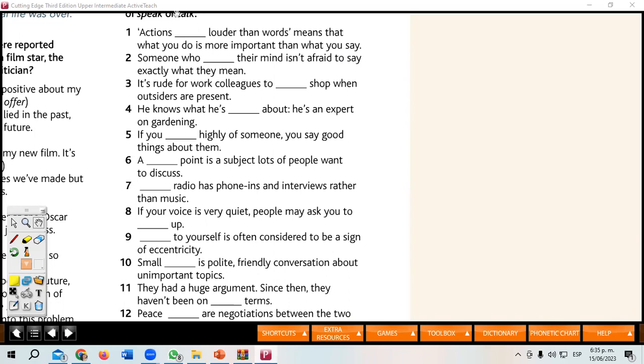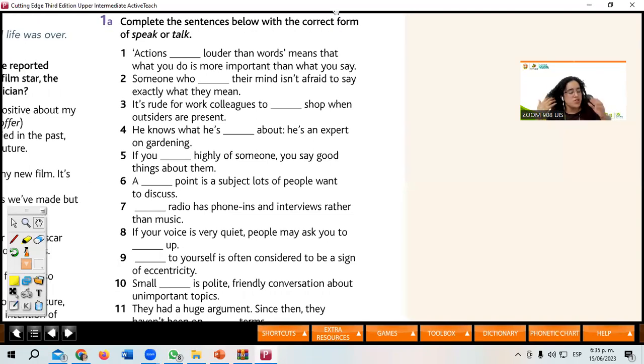All right, guys, let's check which answers you got for this activity. So, Andres, can you read number 2 and tell me which verb you chose? Speak or talk? Okay, teacher. Number 2: someone who speaks their mind isn't afraid to say exactly what they mean. Exactly. Yes. Speak their mind.